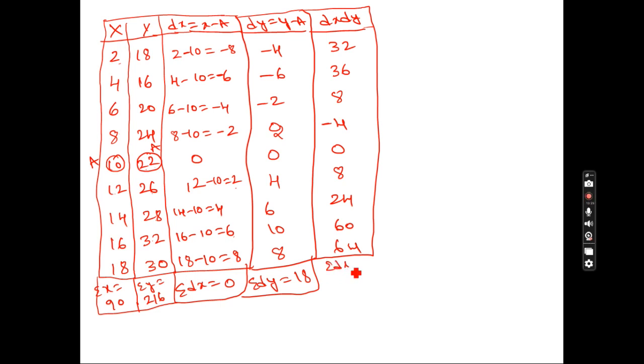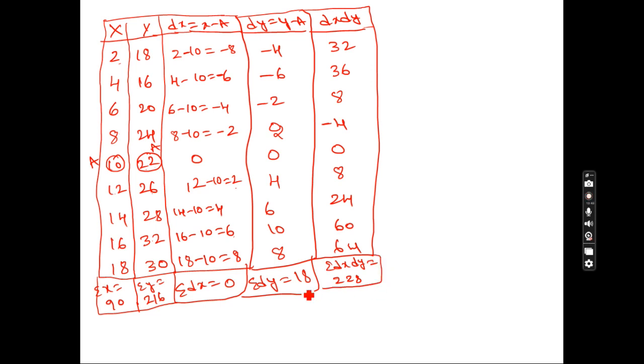Now do the total of dx dy, okay. So if you do the dx dy total, you'll get the answer. Just to do the total, I'm also doing the total with my calculator, so please you also do the total, same thing, 228 you are getting. So I'm getting here 228, okay. So this is the total I'm getting.